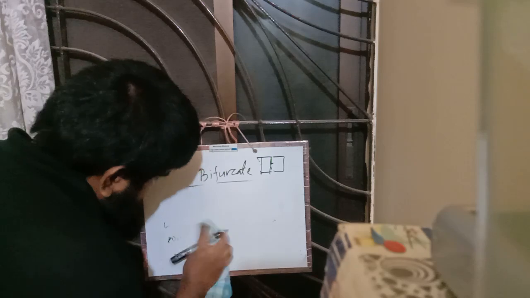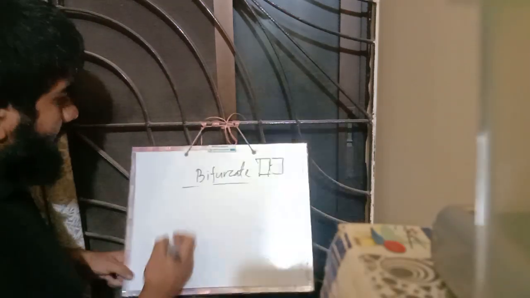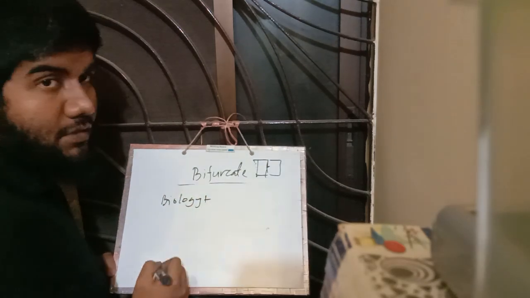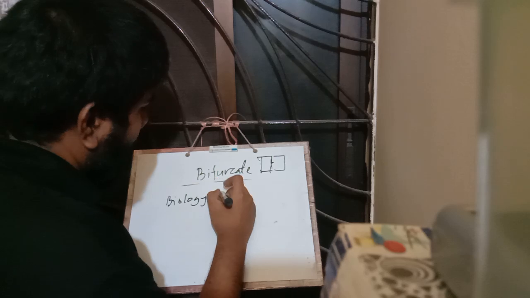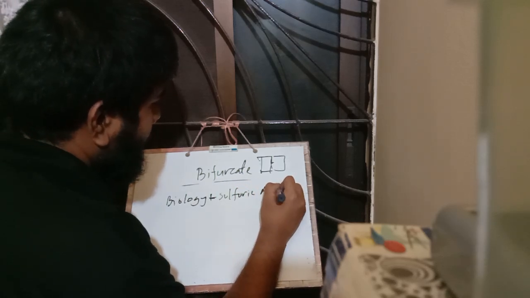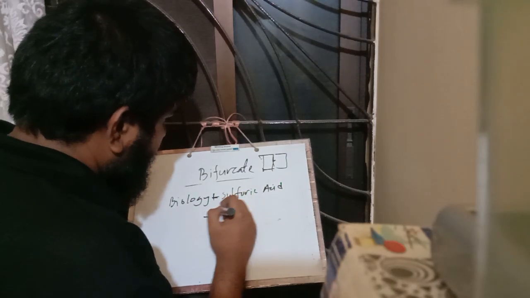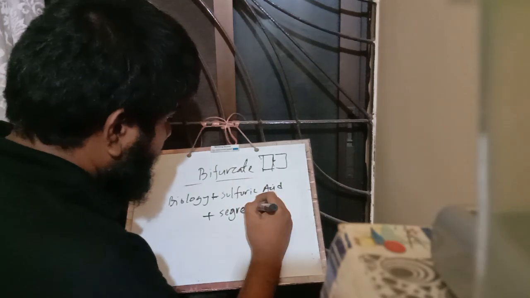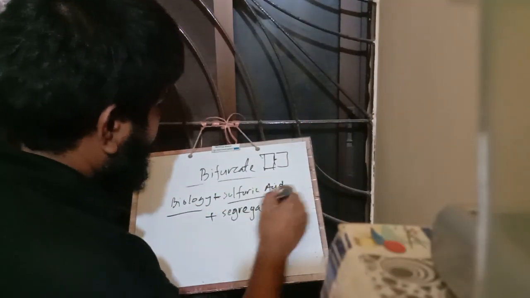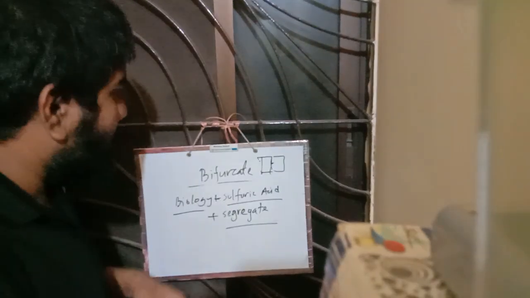Another one, which is a very important one. Bifurcate is like, I know that biology is common. We know that biology is like bio. Quite different to understand. Biology and sulfuric acid plus segregate. Biology is the subject where we talk about living things and non-living things, like plants and animals, humans being living things. And sulfuric acid is all about chemistry.